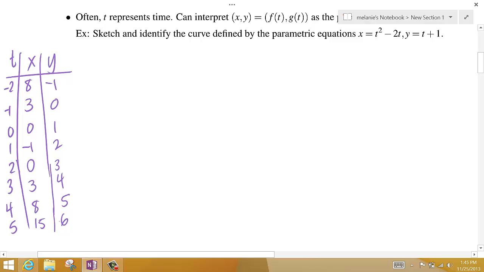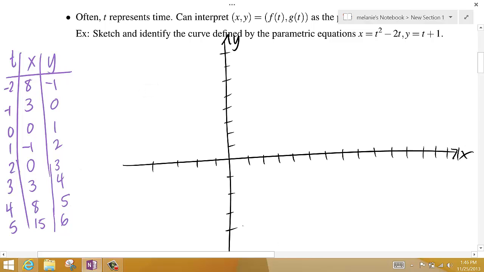Let's just plot these points. Let's plot just the x and the y. X is 8, y is -1, so there's a point right there. 3 and 0, right here. 0, 1. -1, 2. 0, 3. 3, 4. 8 and 5, and so on.